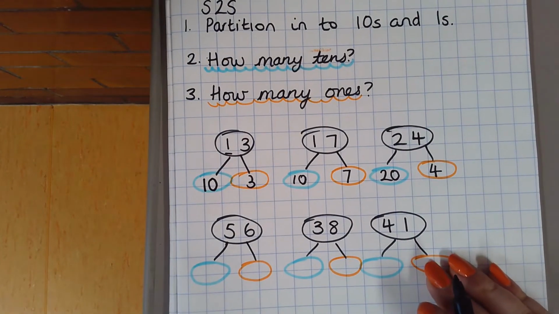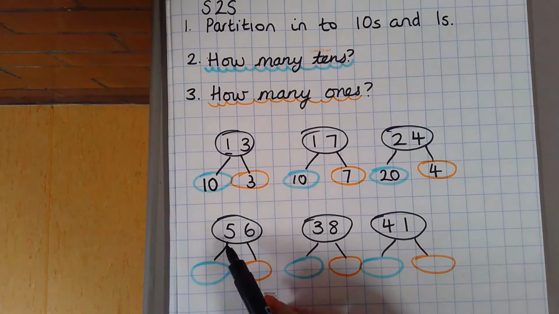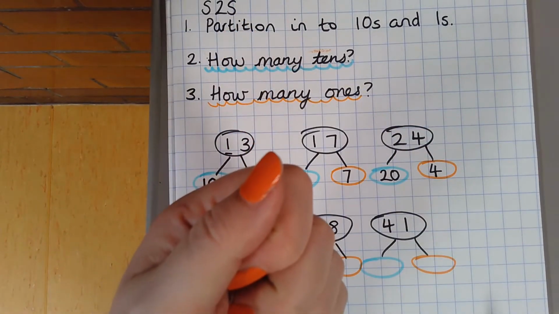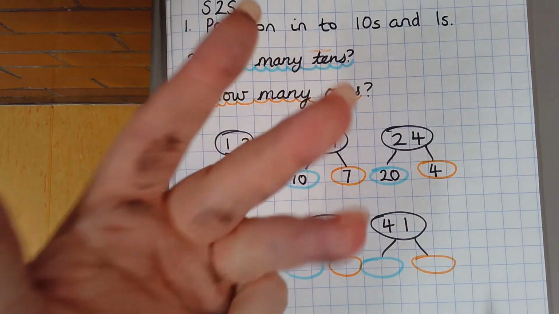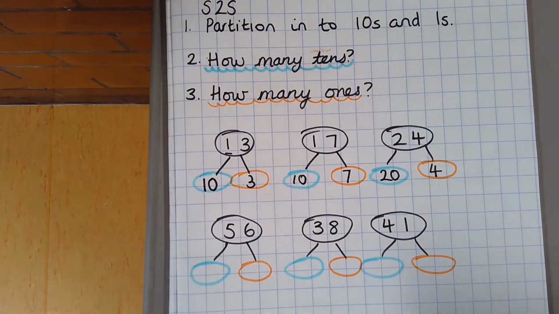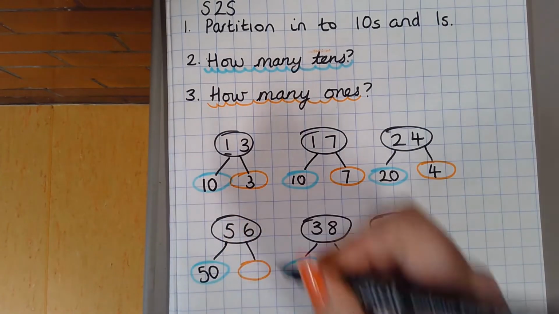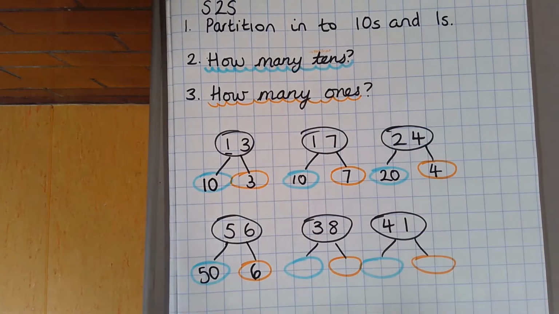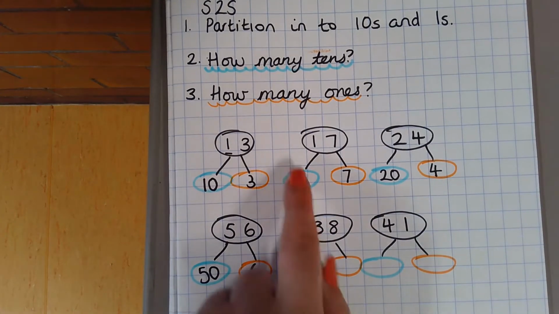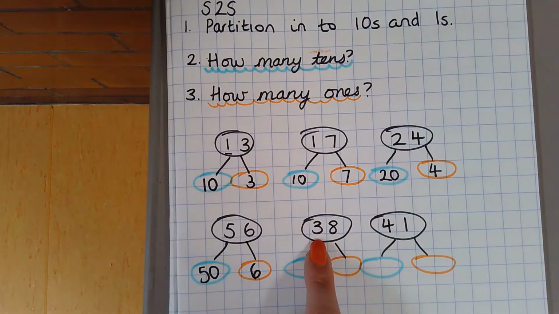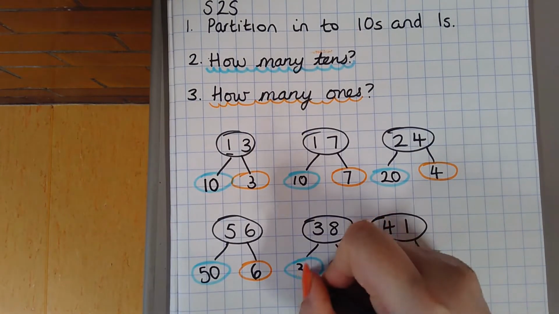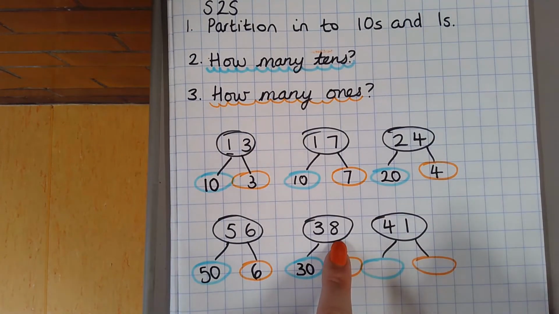I know you're ready to help me with this next one. How many tens have I got? 5 tens. Let's roll our fingers. 10, 20, 30, 40, 50. 50. And what is this number worth? This number in the ones is worth 6. Let's go again. This time I have how many tens? I have 3 tens, and 3 tens, 10, 20, 30. And I have how many ones?